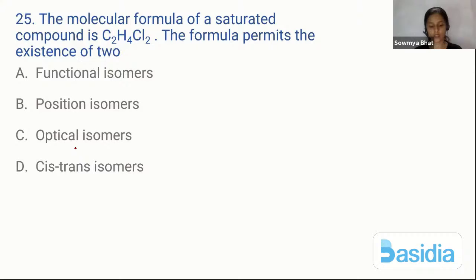So the next question which we have here is, the molecular formula of a saturated compound is C2H4Cl2. The formula permits the existence of two what? The meaning of a saturated compound is that there should be a single bond. C2, H4, so I'm just putting them as a bond, and there are 2 chlorine atoms.